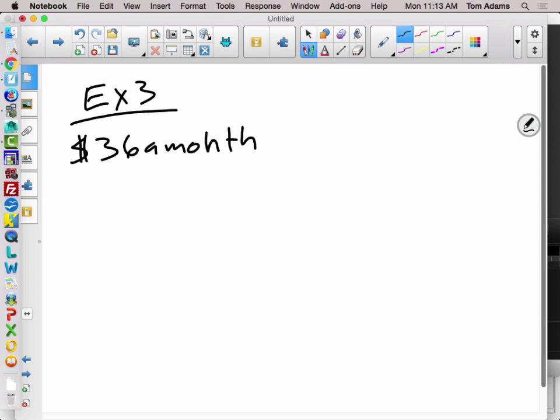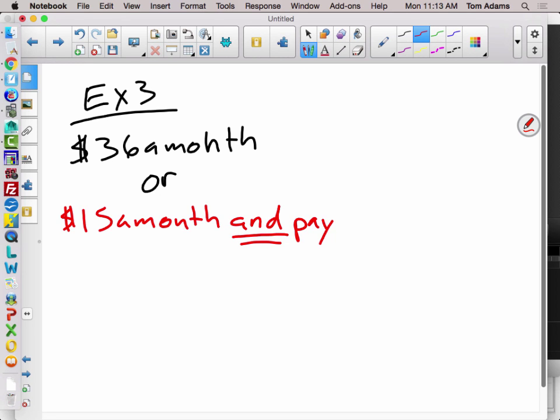And rent as many movies as you desire, or you can pay $15 a month and pay $1.50 per movie. How many movies must you rent in a month for the first plan to cost less than the second plan?